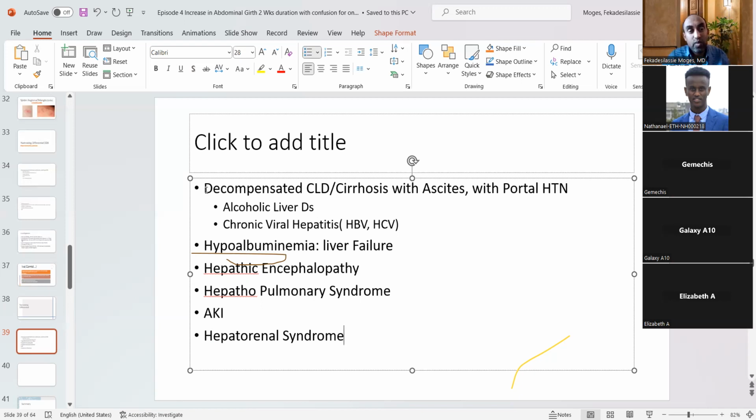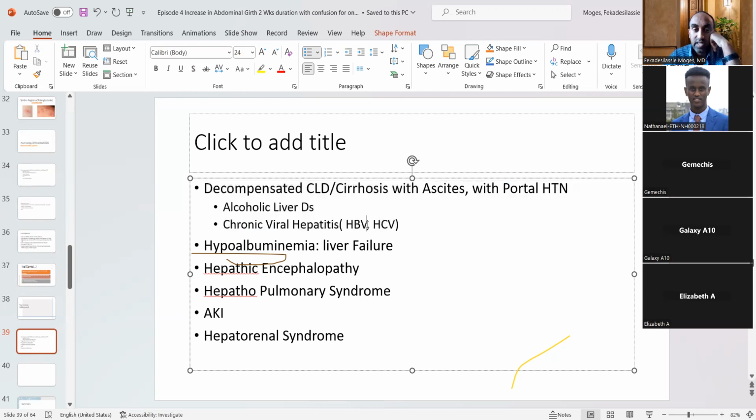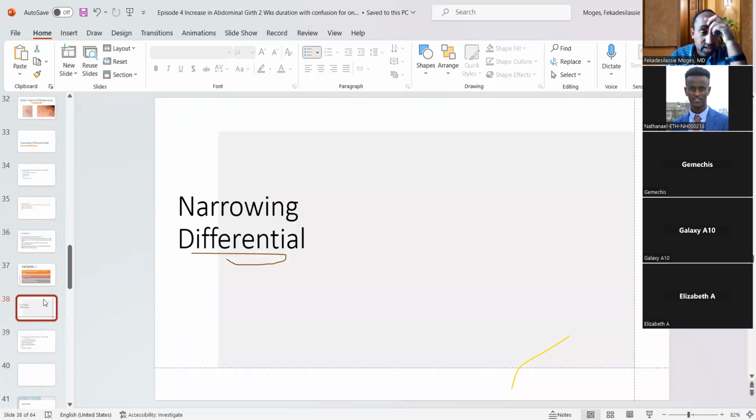Now basically the main problem is this one. Decompensated CLD or cirrhosis, and the cirrhosis is most likely related to both alcoholic liver disease and chronic hepatitis infection. Hepatitis B is out, actually. We screened it already. So patient had past hepatitis C virus infection. Even though he is cured, already the damage is done. The fibrosis has already happened.